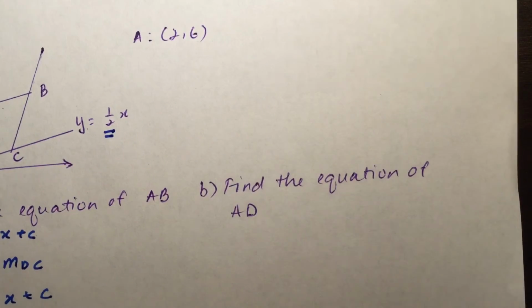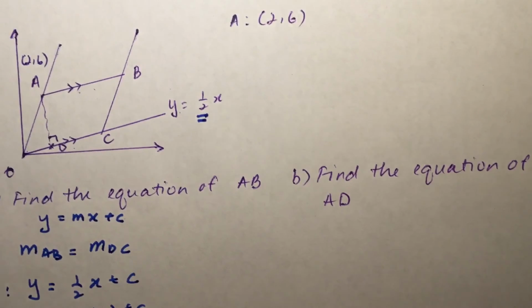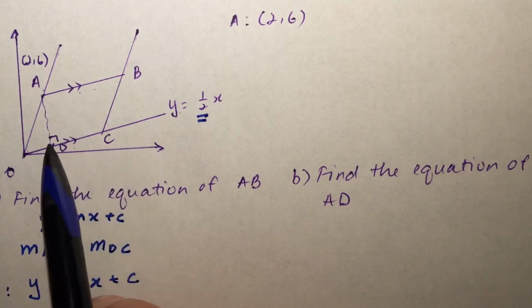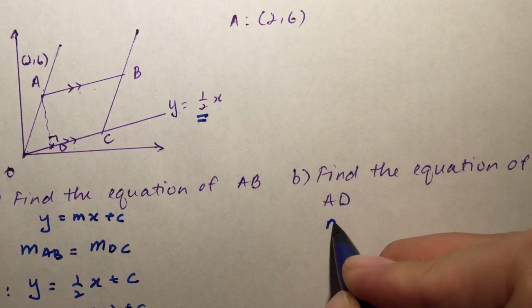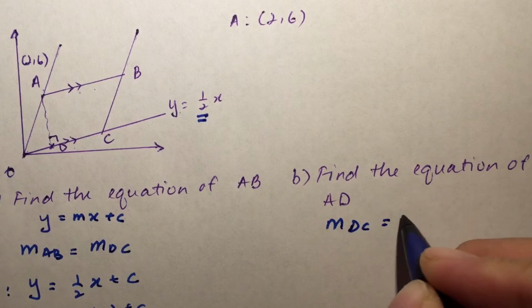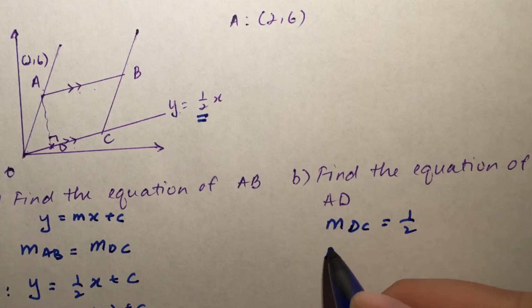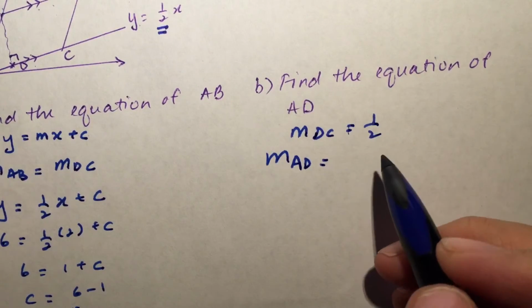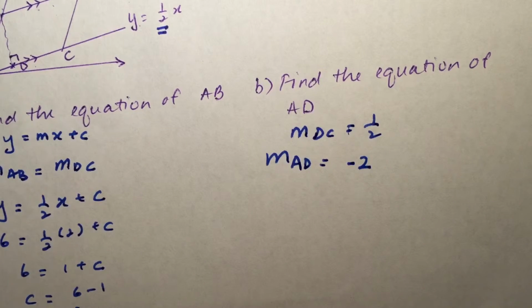Now, the second one they want us to find is the equation of AD. Remember, it was mentioned that AD is perpendicular to DC. Now that we have the gradient of DC, which is half, I can say that the gradient of AD we will take the reciprocal of this, which is 2, and the opposite sign, which is negative 2.